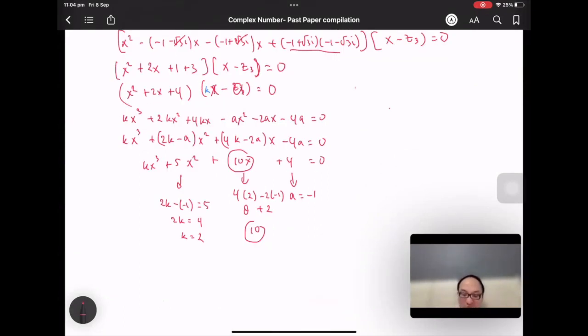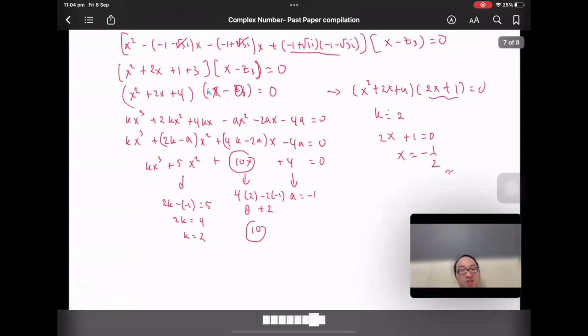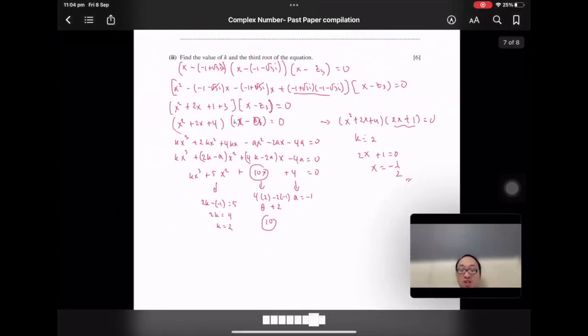So from here, we can construct the equation x squared plus 2x plus 4, times 2x minus negative 1, so plus 1 equals to 0. So k equals to 2, and the other root will be x equals to, from here, 2x plus 1 equals to 0, so x equals to negative half. So the third root should be the real root, not complex root.